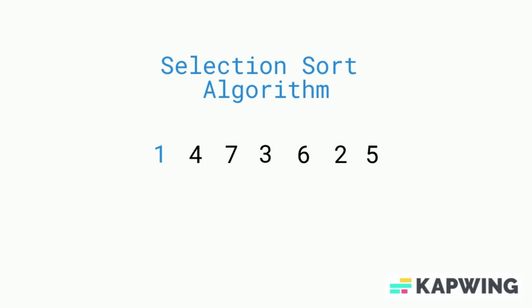Next, we start looking for the next smallest element, not index, and we'll swap with the leftmost unsorted element. This time, it's not the value at the first index, but rather the value next to it. So we'll have 1, 2, 7, 3, 6, 4, 5 as a result.